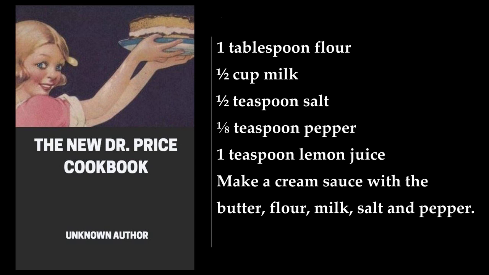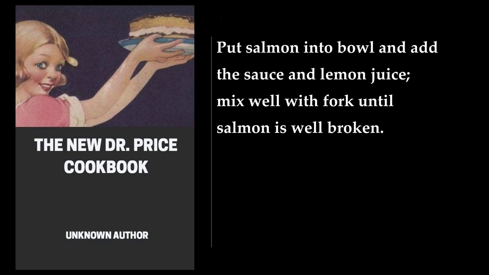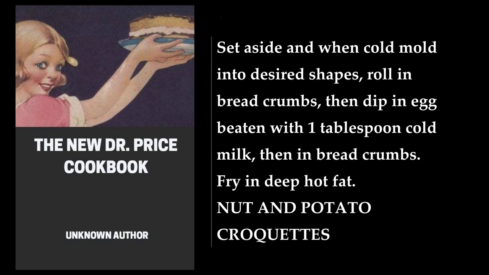Make a cream sauce with the butter, flour, milk, salt and pepper. Put salmon into bowl and add the sauce and lemon juice, mix well with fork until salmon is well broken. Set aside and when cold mold into desired shapes, roll in bread crumbs, then dip in egg beaten with 1 tablespoon cold milk, then in bread crumbs. Fry in deep hot fat.